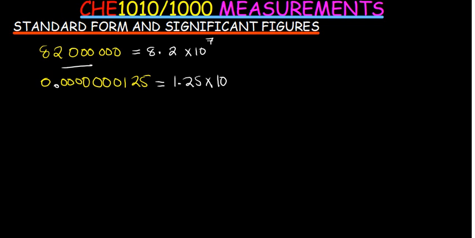Because we are going to the right, the power is going to be negative 8. Whenever you go in this direction, put a negative on the power. When you go in this direction, it's positive, and you don't put a positive sign anyway, so it is going to be positive. So this is how we get to write in standard form or scientific notation.